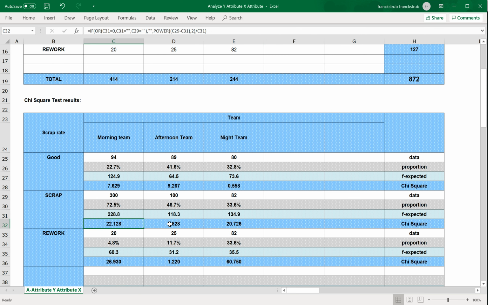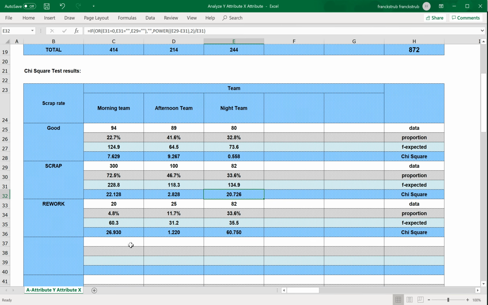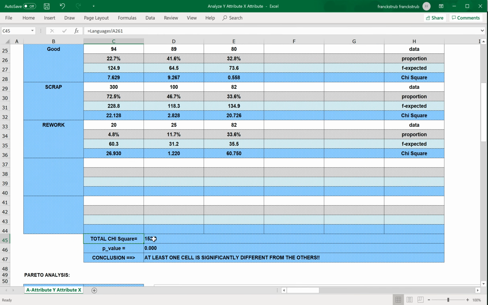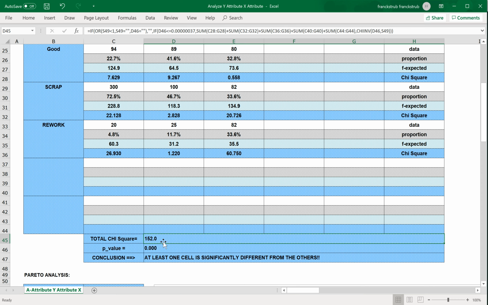And you will see that these individual chi-square numbers are added up into what we call a total chi-square value, which is 152, and this 152 value is made of all the differences in terms of chi-square contributors that we sum up. So 60.75 plus 1.22 plus 26.93, etc., plus 20.72 plus 2.828 plus 22.128 plus 0.55 plus 9.267 plus 7.629.